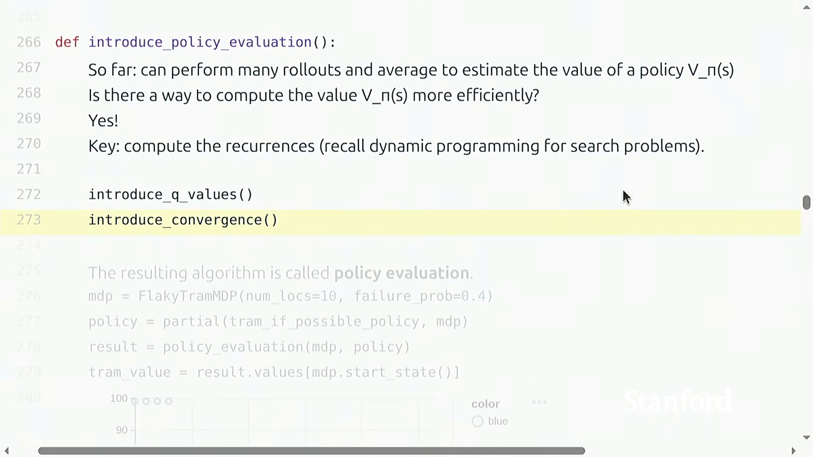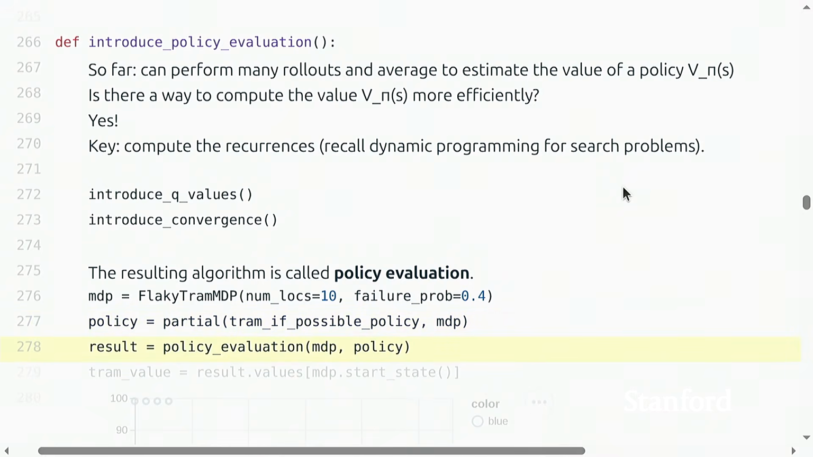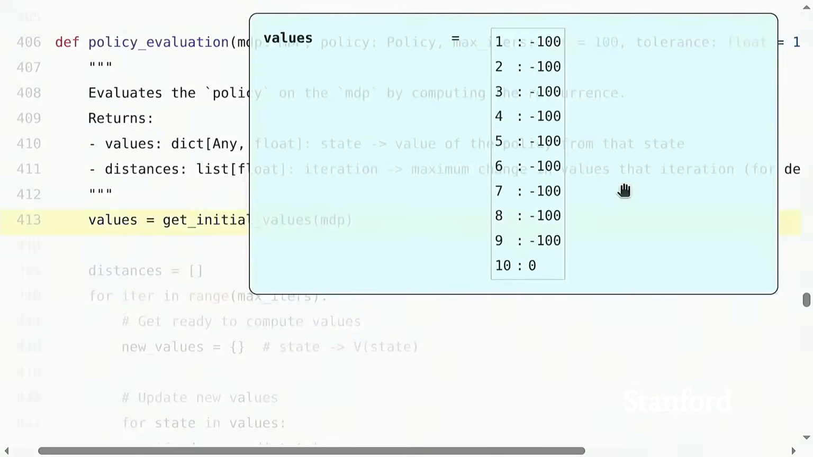Okay, so I'm finally ready to introduce the policy evaluation algorithm. Hopefully you've seen all the moving parts; I just need to assemble the pie. So let's take up our flaky tram MDP. I'm going to look at the tram-if-possible policy, and we're going to run policy evaluation. Let's jump in here.